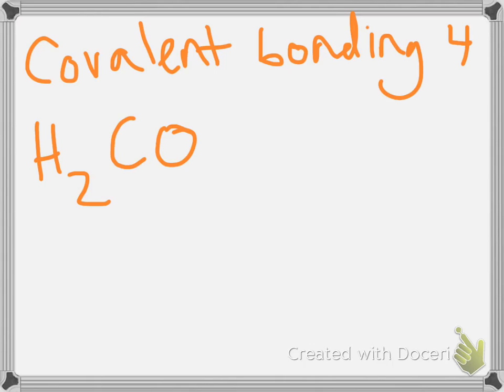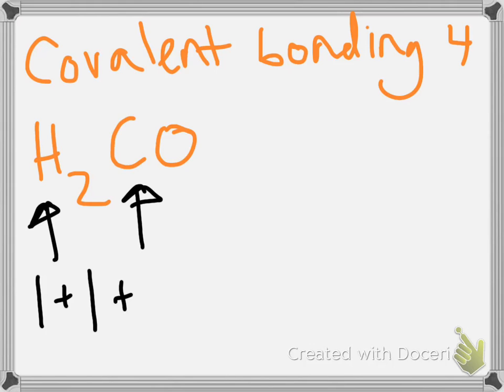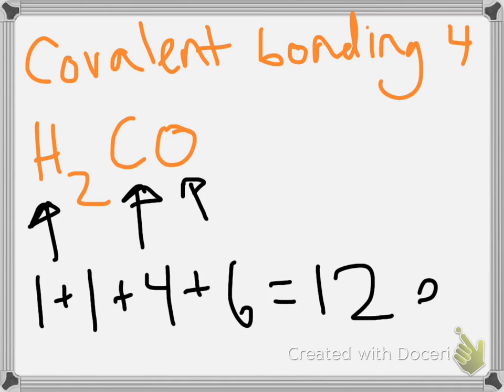Just like in the other videos, our first step when drawing a Lewis structure for a covalent compound is to determine the number of valence electrons that this compound has as a whole. Hydrogen has 1 valence electron, but we have 2 of them, so we have 1 plus 1, 1 from each hydrogen. Carbon has 4 valence electrons, and oxygen has 6 valence electrons. So that gives us a total of 12 valence electrons that we're going to be working with.